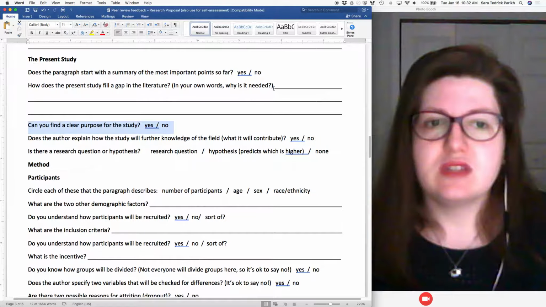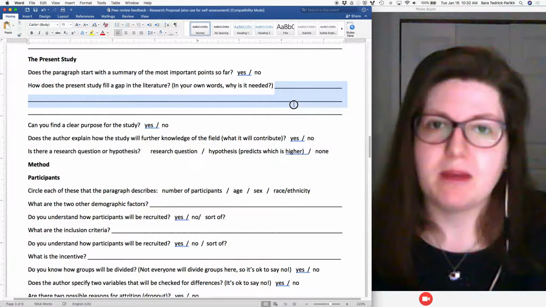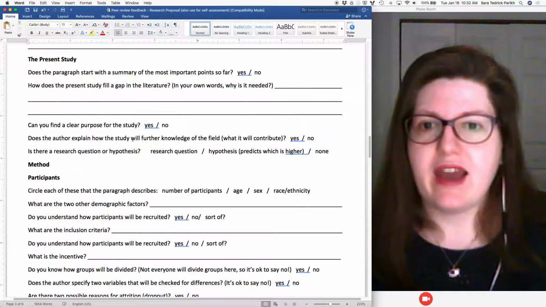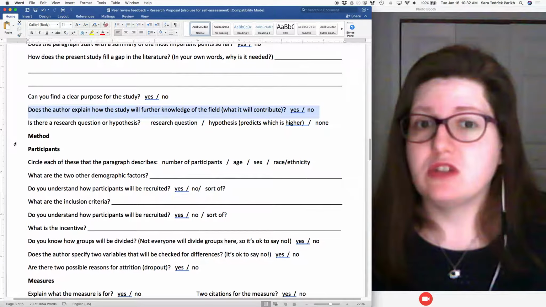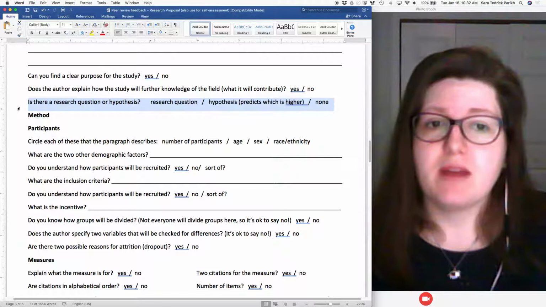So say again in your own words, and here you can use more casual language as part of this feedback form, how does it fill a gap? Is there a clear purpose? Do you explain how it's going to further the knowledge? And then does it end with a research question or hypothesis?